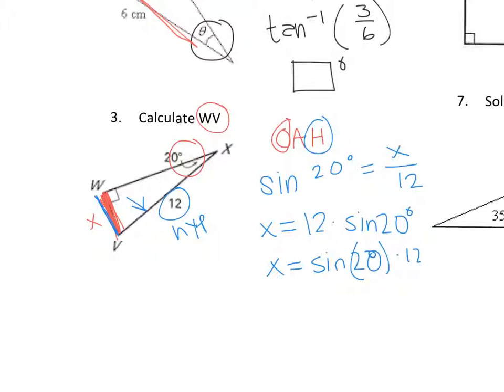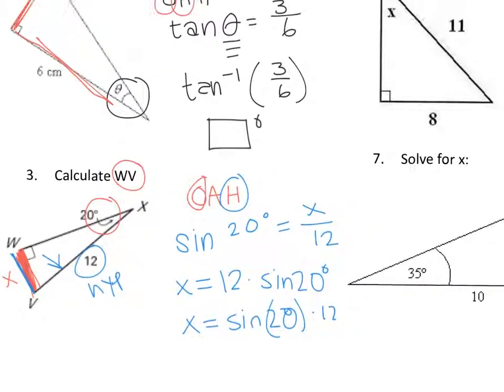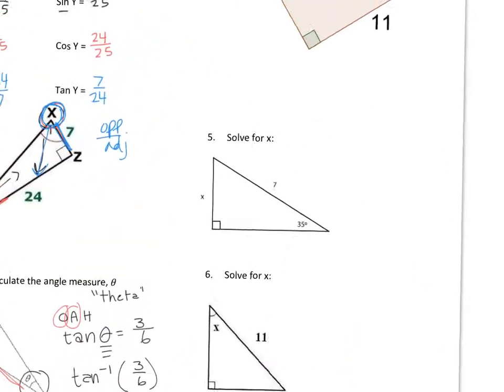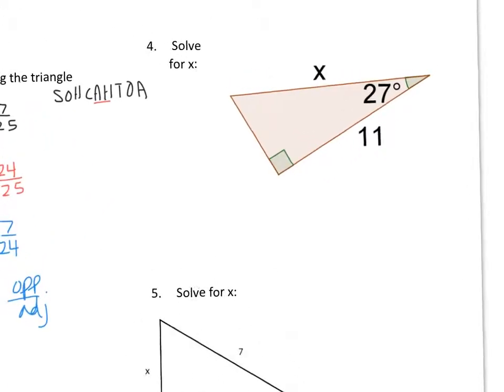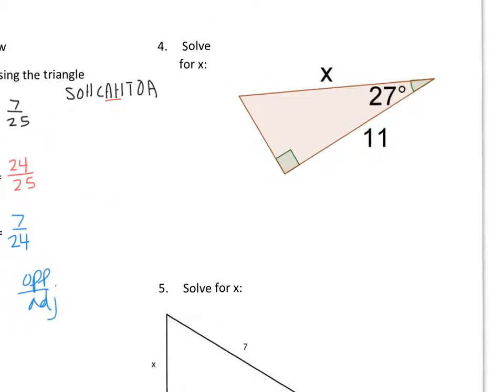And then round to the nearest. If it says tenth, use 1 decimal. If it's whole number, round to the nearest whole number. And then number 4, solve for x. So I'm going to write OAH again.